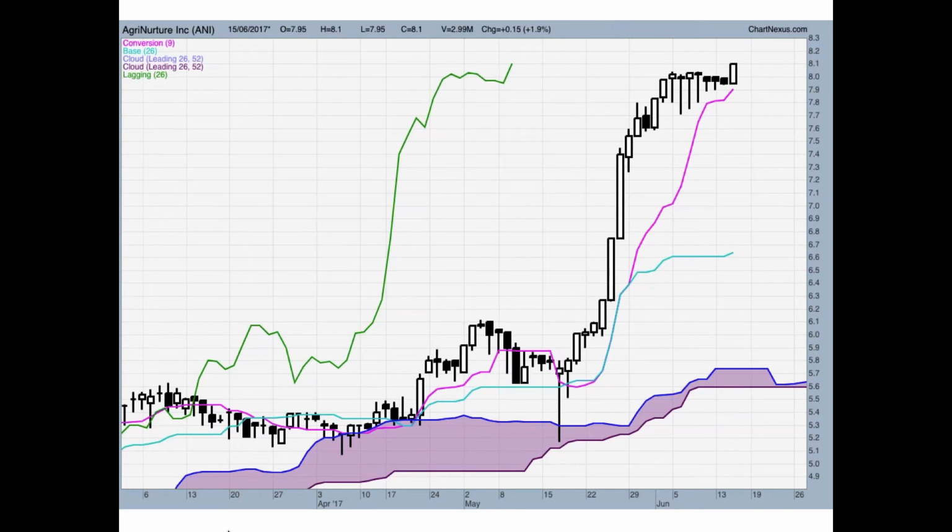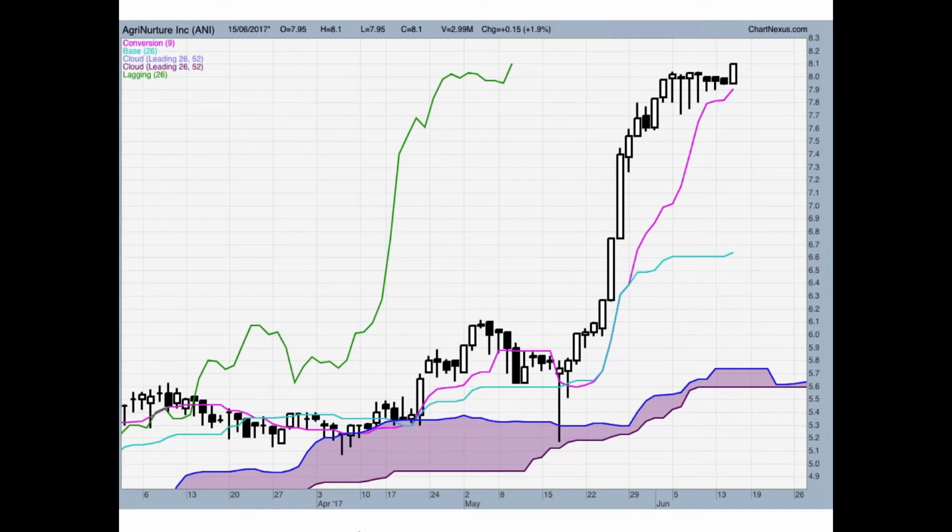Now let's talk about Lesson 2, Trend Following. We have to follow the trend until it bends. So Ichimoku is the best possible system that you could use for trend following. After Agri-Nurture showed bullish signals, and after Chikou span was able to break above prices, Agri-Nurture had made strong moves upward. It is now traveling along its Tenkan-sen line.